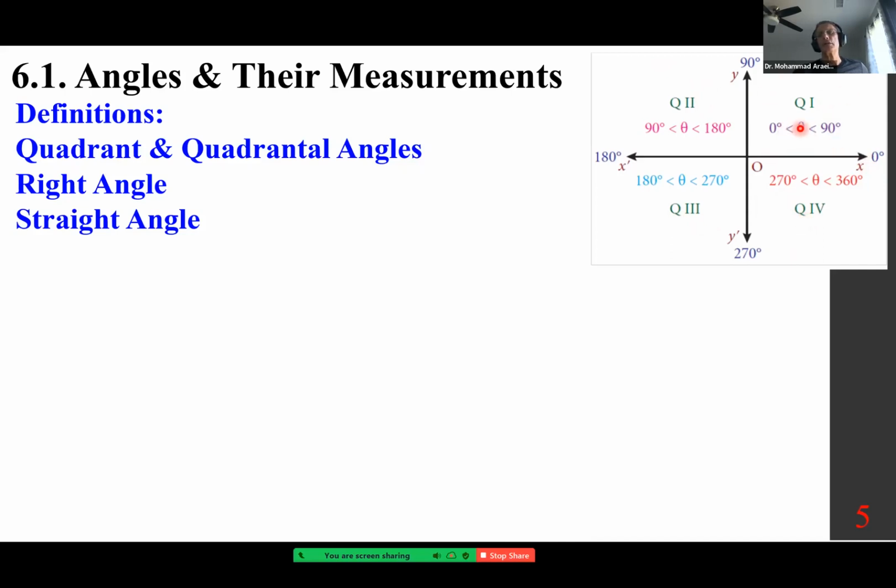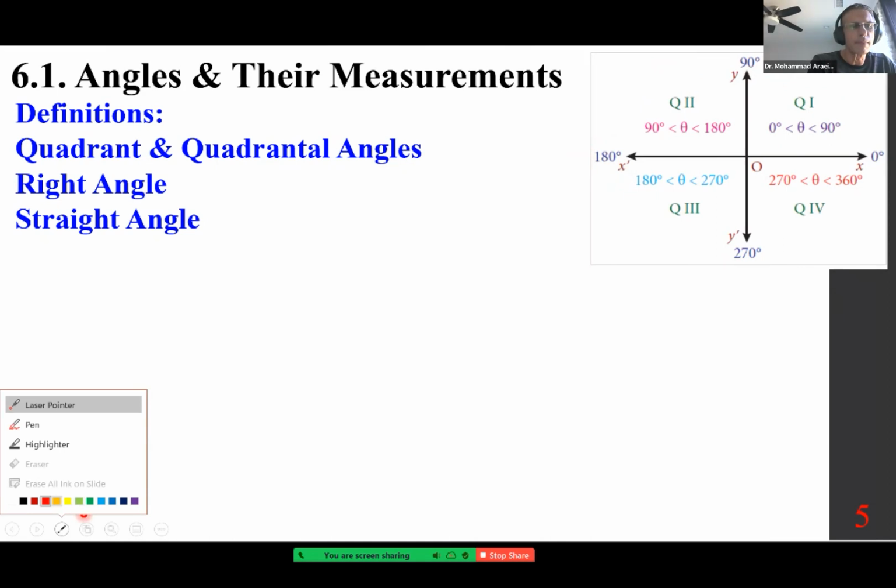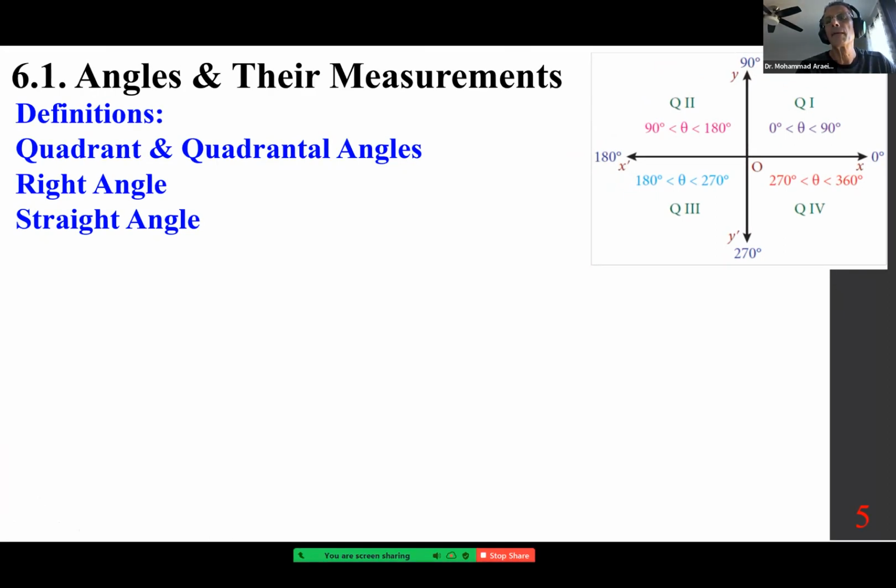In this quadrant, the angle is between 0 and 90. In this quadrant, this is 90 degrees, by the way. This is 0, 90, 180, 270, and 90 corresponds to pi over 2. 180 degrees corresponds to pi. And 270 degrees corresponds to 3 pi over 2, and 360 degrees corresponds to 2 pi, just to refresh your memory.